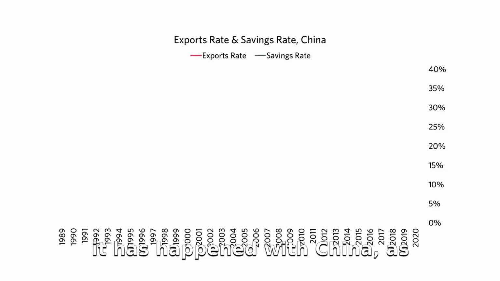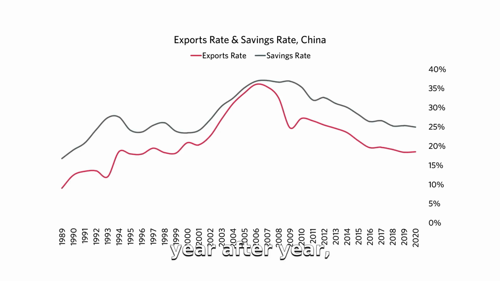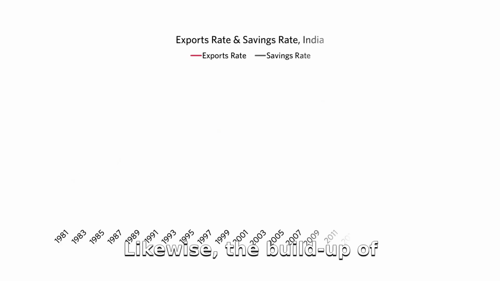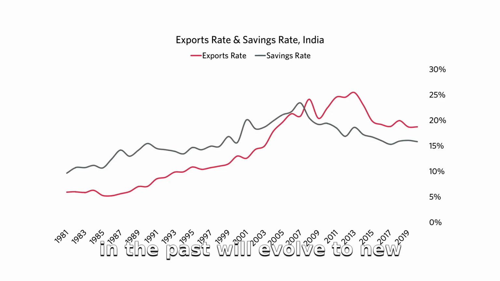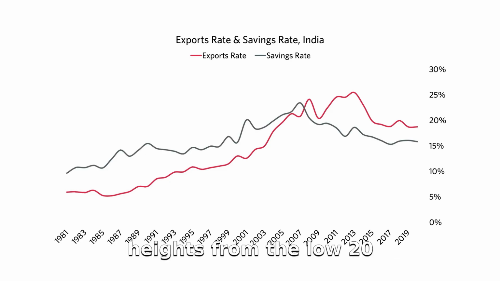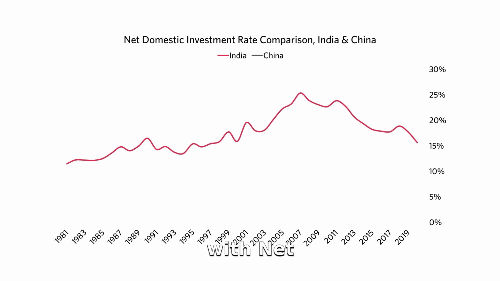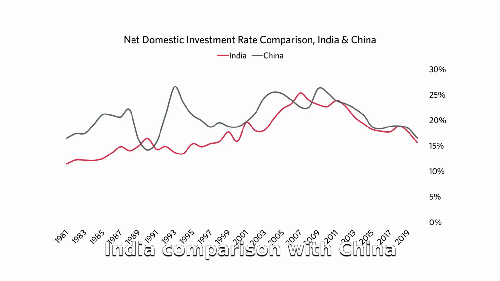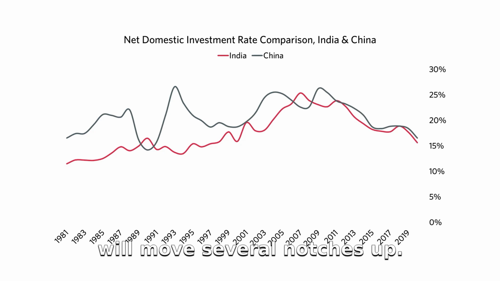The same way it has happened with China, as we can see in this chart, an ever-increasing exports rate year after year concurrently rose the nation's savings rate. Likewise, the build-up of savings rate along with exports rate observed with India in the past will evolve to new heights, from the low 20% to 40% and above at some point. Whatever the shortfall we have previously observed with net domestic investment rate for India in comparison with China will vanish and India's rate will move several notches up.